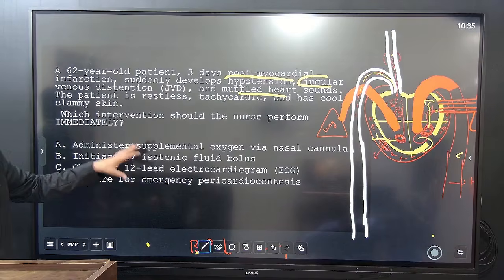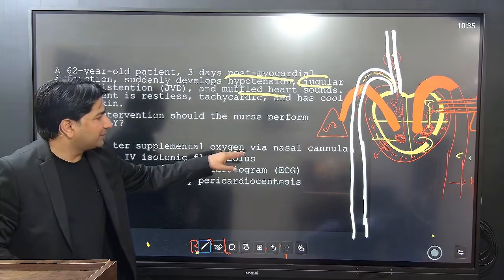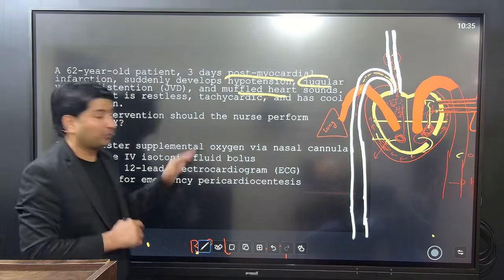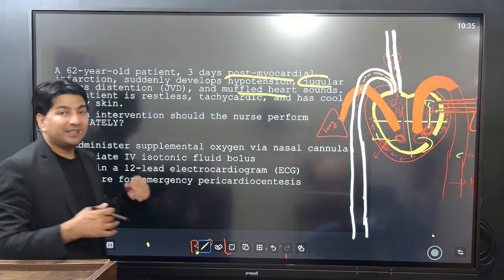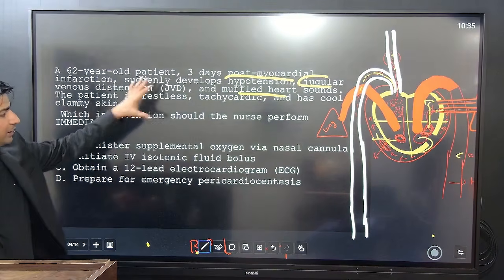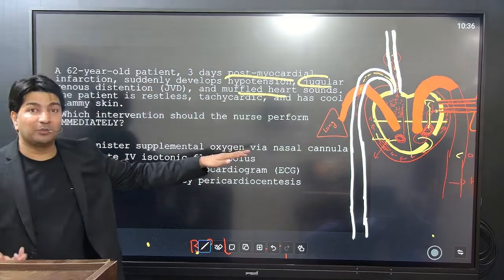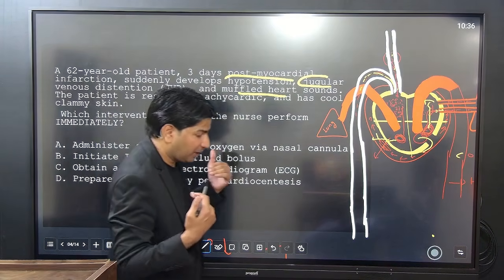So, administer supplemental oxygen via nasal cannula. Now, you might be thinking this, and students often choose this option. Whenever we talk to students about what they did for this question and why they chose this option, they say they saw it was a myocardial infarction, which means a lack of oxygen, so they gave oxygen first. They say that's what they learned. Whenever there's an infarction, a myocardial infarction, you have to give oxygen.